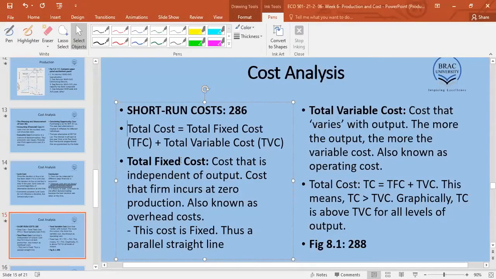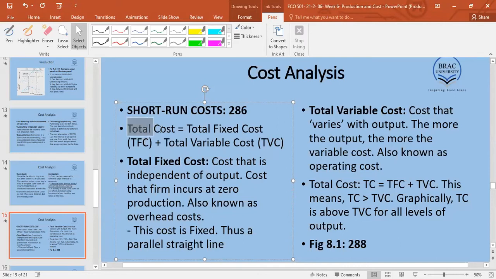Yes, sir. Okay, so we are interested in per unit costs. So total fixed cost, as we said, has nothing to do with output. It's the cost that's independent of output. That means when we produce, we bear the same amount of cost. Okay.